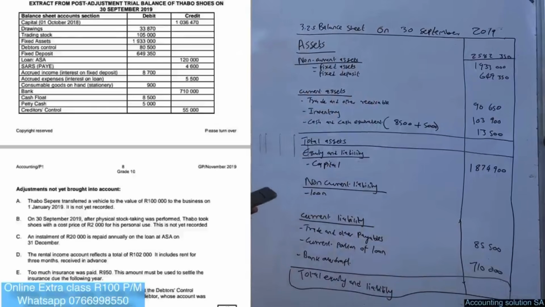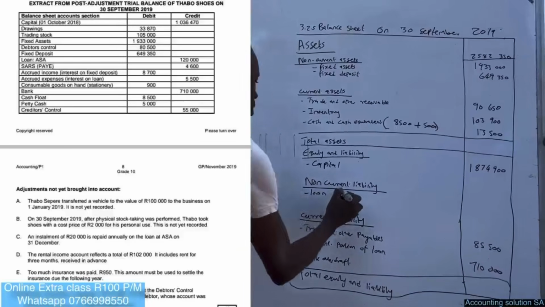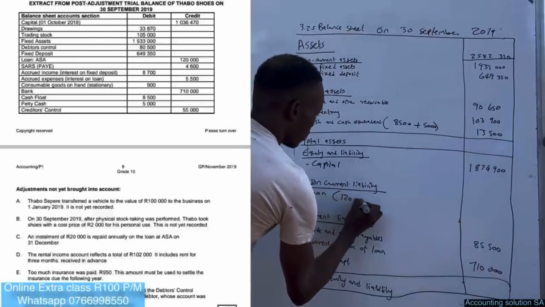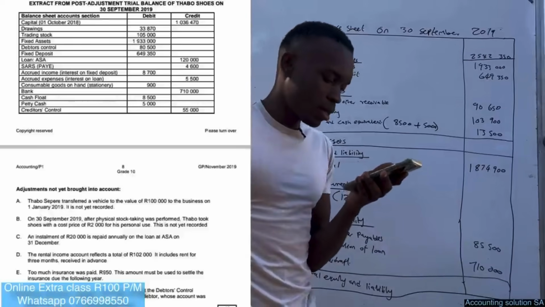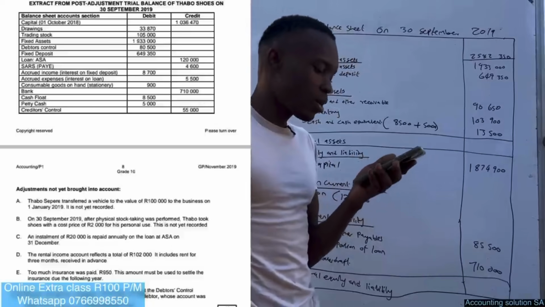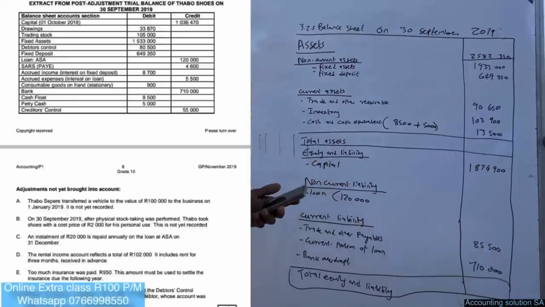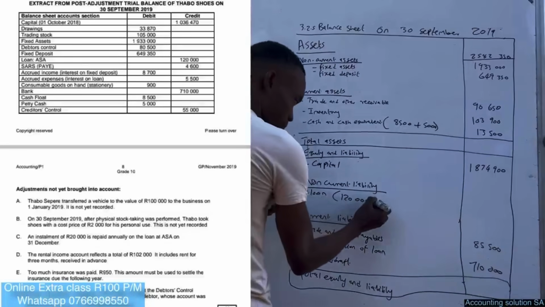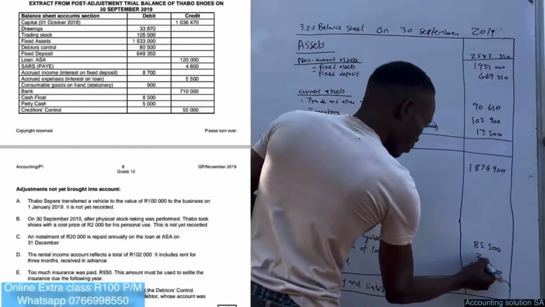Okay, and the other one, we have a loan and current portion of a loan. Okay, let's take the loan amount. The loan amount was 120,000, and they give us information number C. An installment of 20,000 is repaid annually on the loan on 31 December. So this loan is going to be paid within 12 months, which means that it no longer belongs here. Minus 20,000 is going to be the current portion of loan of 20,000.